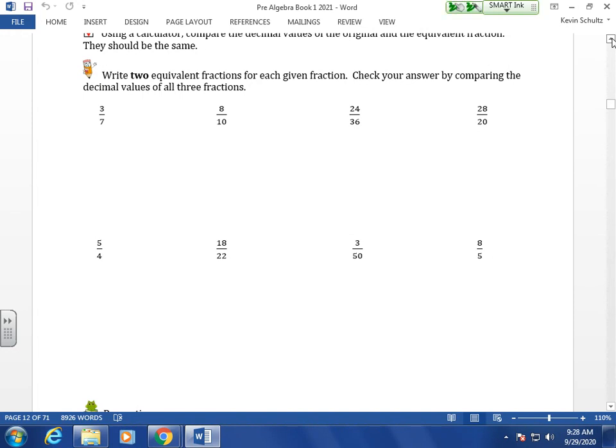24/36. Okay, so here's the given fraction, so I'm going to write it over here. What do you want to do to write an equivalent fraction? You want to multiply by something or divide by something? What do you want to do? Yeah, divide each by 6. Which really, we're just dividing by 6 over 6, which is 1 whole, which is why the value of that fraction doesn't change. But our new fraction: 24 divided by 6 is 4, 36 divided by 6 is 6.